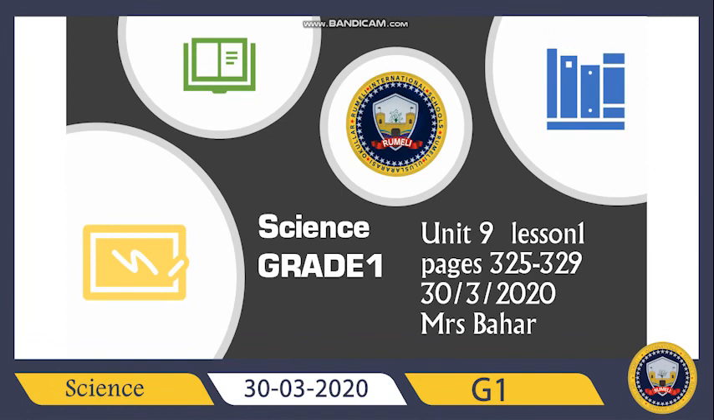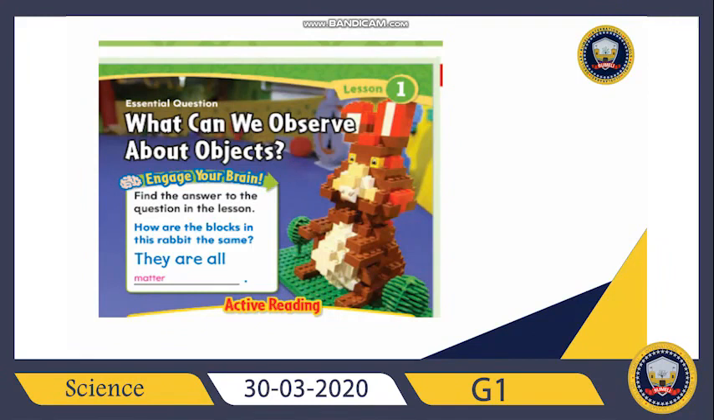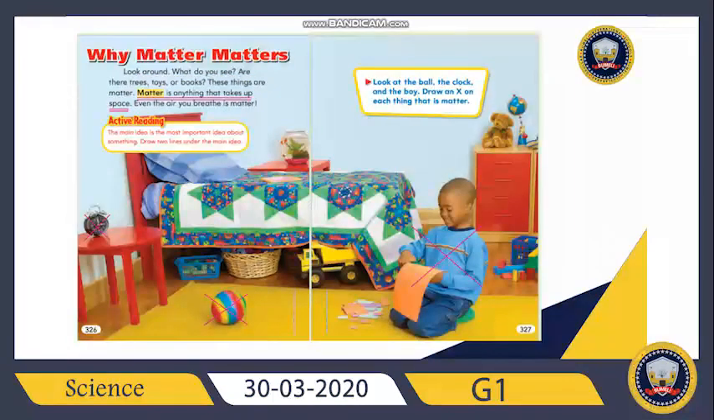Very good. Now we have science. Just listen to me and follow me. Let's start. We want to start unit 9, lesson 1. The name of this lesson is What Can We Observe About Objects? Let me explain more for you.